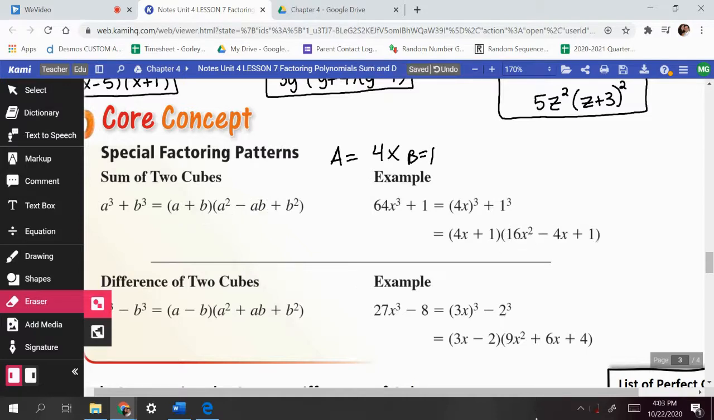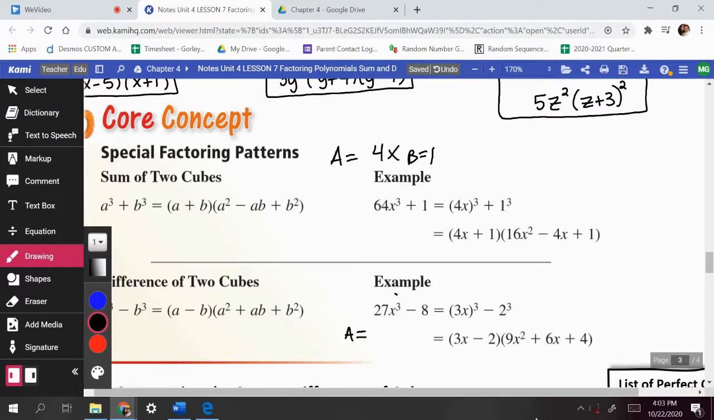Difference of cubes works the same way here. Like if I've got 27x cubed, I have to think to myself, what is that a perfect cube of? Well, 3 times 3 times 3 is 27. X times x times x is x cubed. What's 8 a perfect cube of? 2 times 2 times 2 is 8. Okay, so you can see how I replaced a with 3x and b with 2.